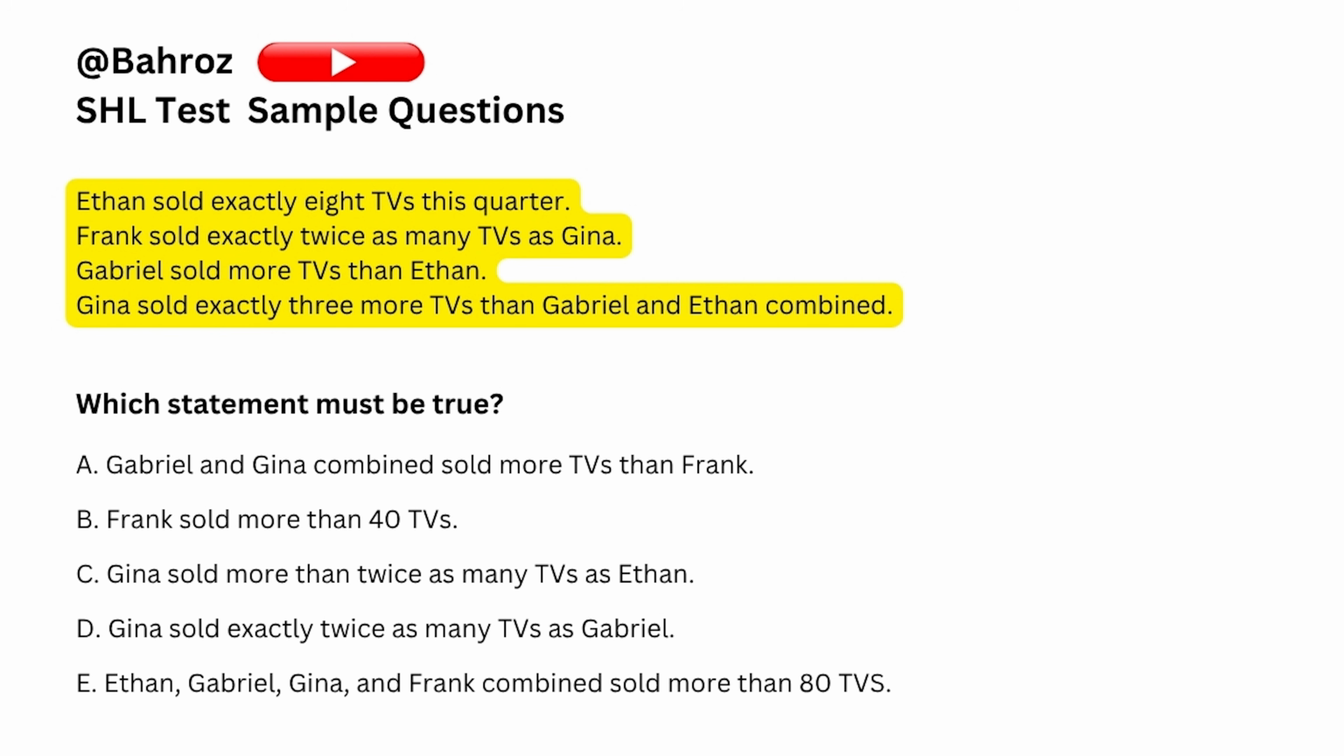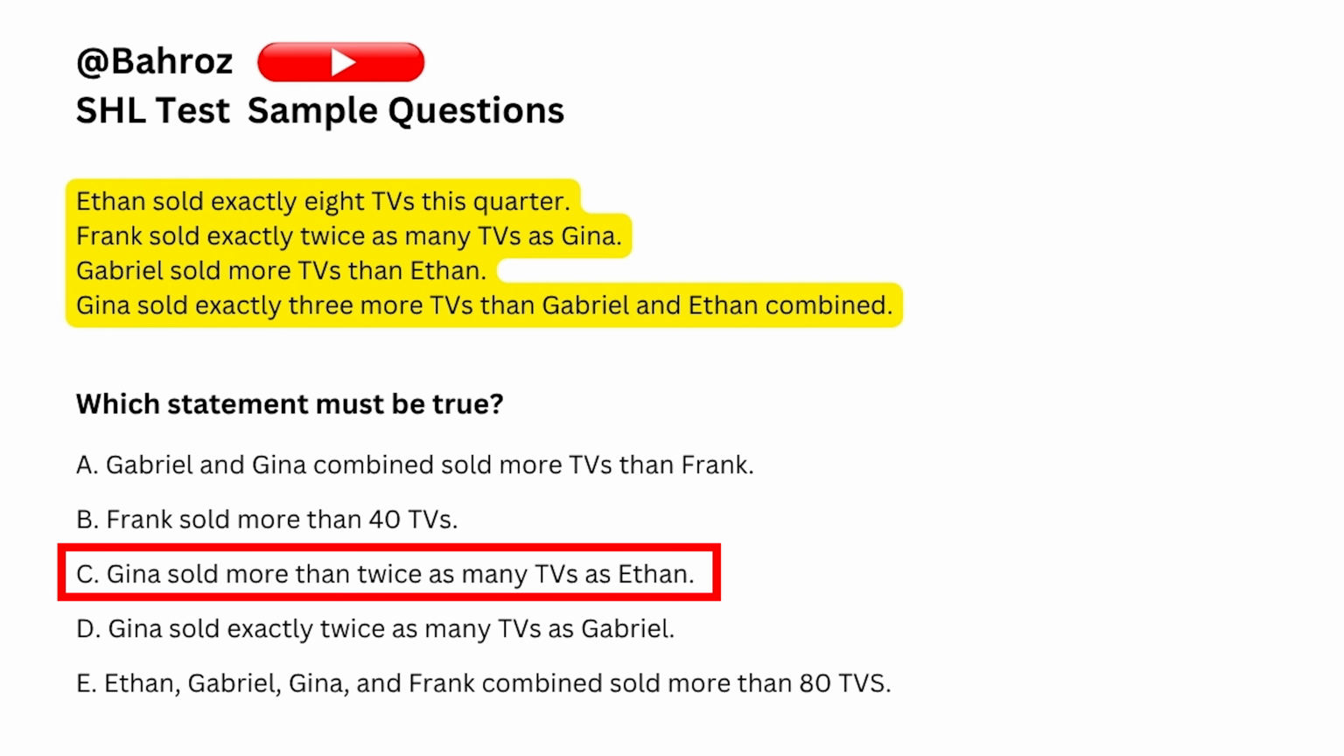Option B, Frank sold more than 40. If Gabriel is 9, Gina is 20, Frank is 40, this is not more than 40, so not always true. Option C, Gina over twice Ethan's 8, which is 16. Since Gabriel is at least 9, Gina is at least 20, always more than 16. True. Option D, Gina as twice Gabriel isn't always true. Option E, total sales with Gabriel at 9 gives 77 TVs, less than 80. Option C is always true, which makes it the answer.